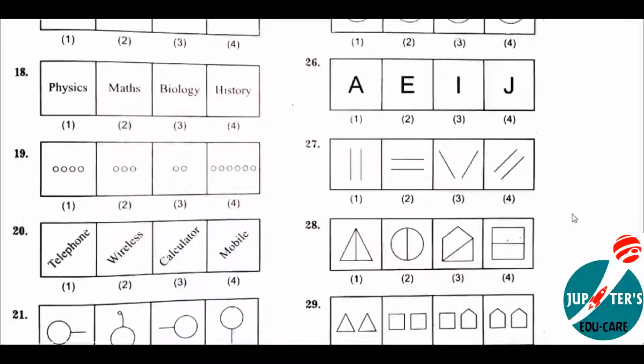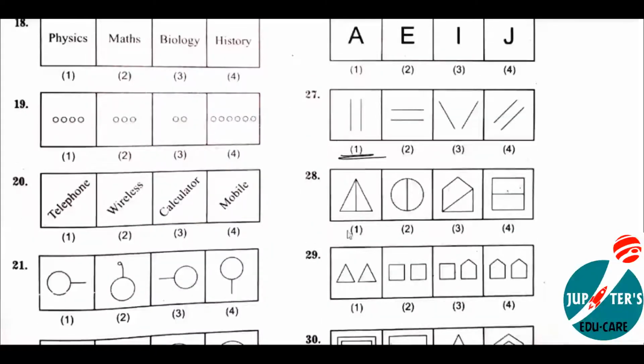Okay. In our last class, we discussed up to the 27th question, right? So we will start from 28. In this question, our first option is a triangle. This triangle is divided into two equal parts.